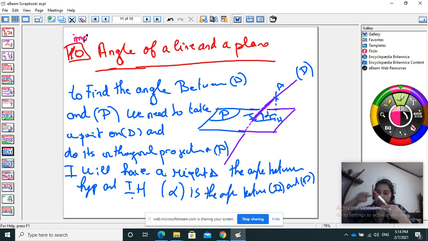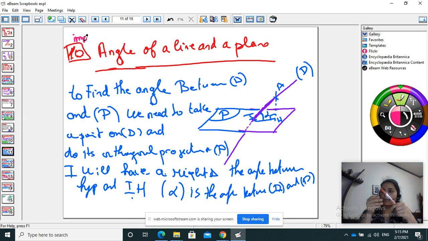If I want to find this angle here, I do an orthogonal projection of the line. This first point, its orthogonal projection was already on the plane. I take another point and drop it perpendicular. So I have here a 90 degree angle, and I have this shape. This pencil here is as if it is on the plane. Now where is alpha? Alpha is this angle here.